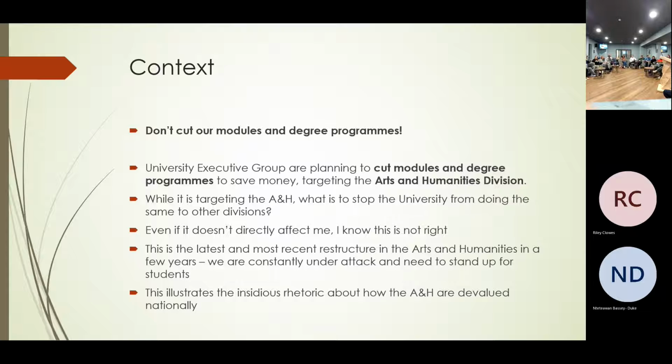And while it is targeting the Arts and Humanities, what's to stop this from happening with other divisions across the university? And you might ask, okay, but this doesn't directly affect me. Well, it doesn't directly affect me either, but I just know that simply put, this is not the right thing to happen to students. It's really unfair, and this is absolutely not fair for any students, any upcoming students or any current students. And this is the latest and most recent restructure in the Arts and Humanities in a few years. The last restructure was just when I was a student back in 2018. And so I feel like we're constantly under attack, and we need to stand up for students and be aware of these issues because these are things concerning us.